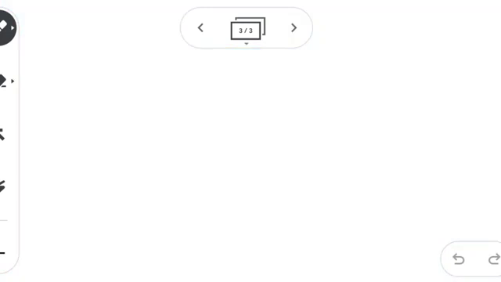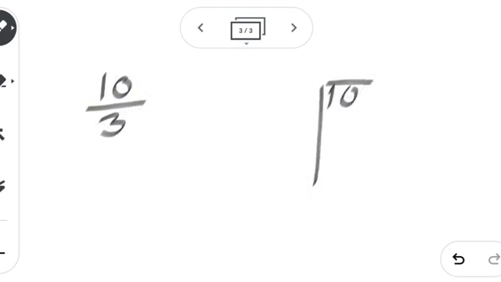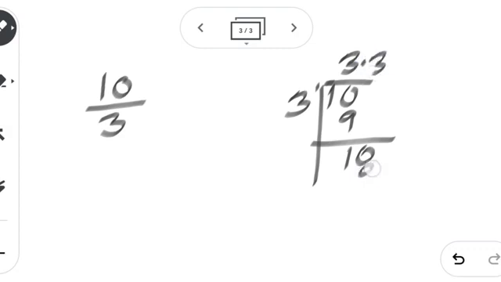Now take another rational number 10 by 3. Divide the number 10 by 3. How many 3s are there in 10? We have 3, 3 into 3 equal to 9. Now 10 minus 9 equal to 1. Add 0 and put the point. How many 3s are there in 10? 3, 3 into 3, 9 again. Remainder 1. Add the 0.